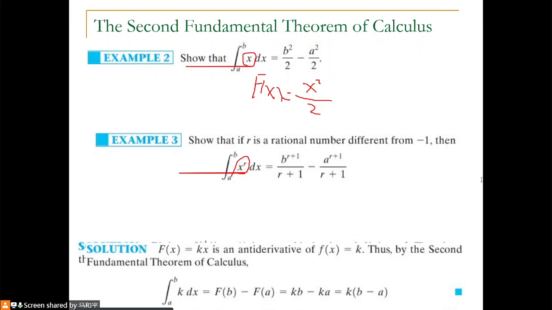This means if we calculate the indefinite integral, the exponent increases by one and we divide by the new exponent. If we find F(x), then by the second fundamental theorem, this is F(b) minus F(a): b to the power r plus 1 over r plus 1 minus a to the power r plus 1 over r plus 1.